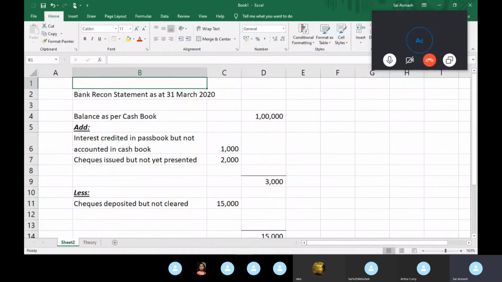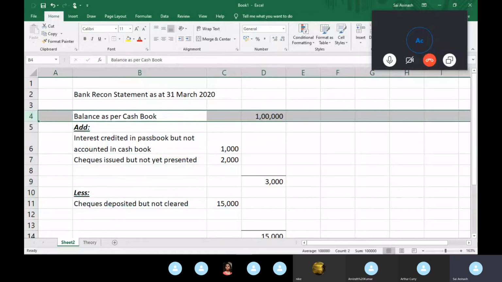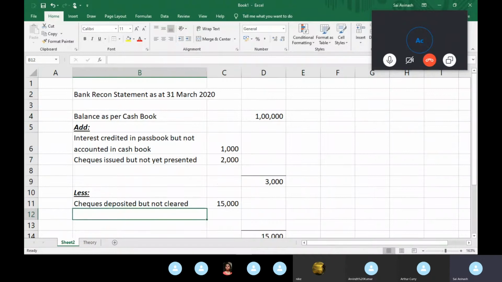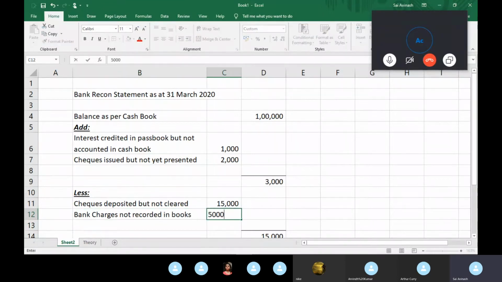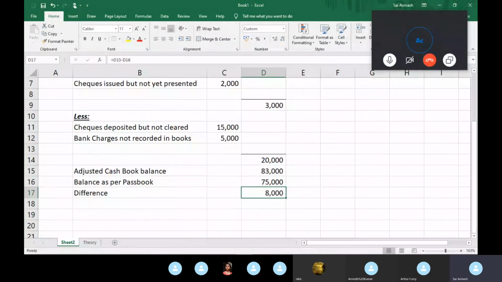Let's say that my bank has debited my account with charges, which means there are bank charges, right? And my passbook balance would have reduced. Let's say I have a balance of 1 lakh and they have charged 1,000 rupees. But I would not have accounted for it yet. So my balance as per cash book, my books of accounts, is not lower, it's higher. The bank statement or the passbook would have reduced in value, but my cash book will still remain the same. So I will have to reduce the amount of my cash book in order to match it. So bank charges not recorded in books. Right? Let's say that's another 5,000. Right? So the difference is another 8,000.